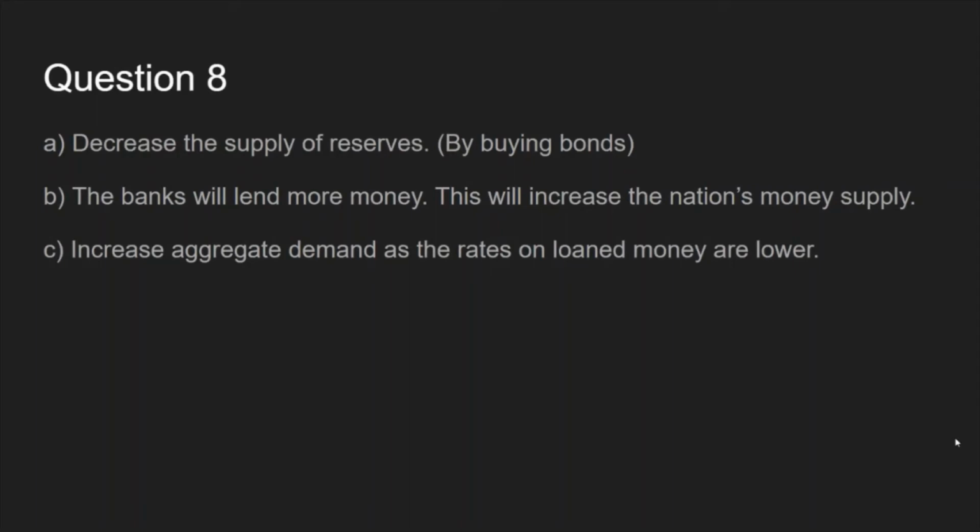And then for Part B, it says as a result, the banks will tend to loan more money because even though the interest rate will be lower, the demand will be higher, resulting in an increase in total loaned money. And then this will increase the nation's money supply. And then for part C, this is going to increase aggregate demand because the rates on the loans are going to be lower. Therefore, more people are going to want to borrow money.